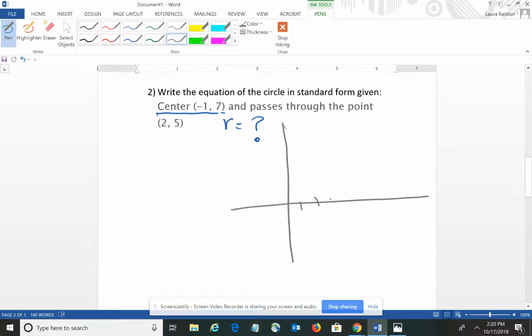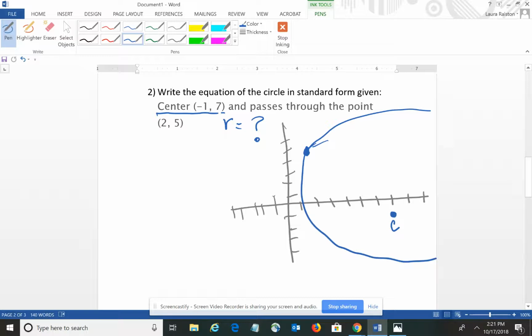So our center is at (-1, 7). Here's our center, and I usually label it C. And then we know that it passes through the point (2, 5). So our circle is going to go somehow like this. Kind of a weird shaped circle, I know. And so we need to know the radius.